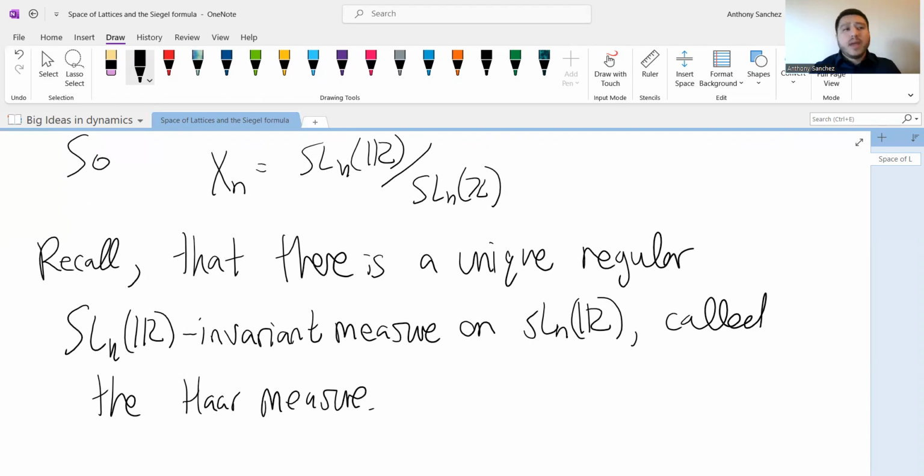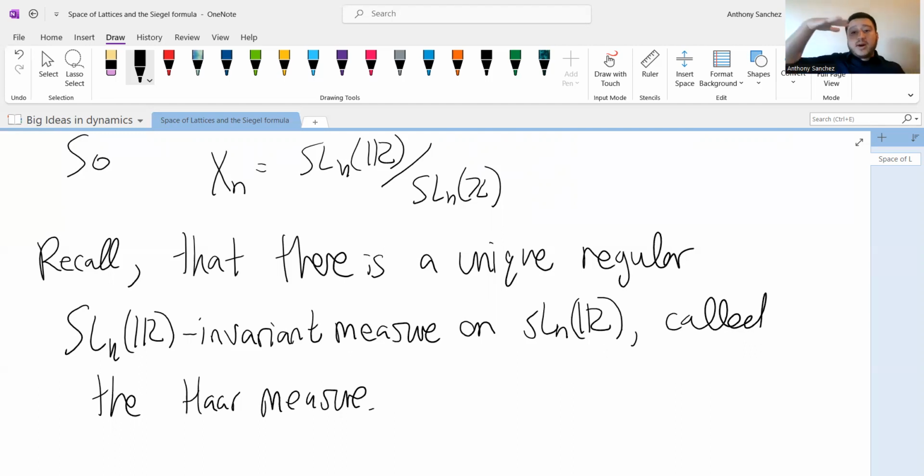Similar to the orbit stabilizer theorem, if you need a refresher on this, open up any book on functional analysis. So for SL_n(R), there is this regular measure, where regular means that I can approximate measurable sets from below by compact sets and from above by open sets. It's SL_n(R) invariant, which means that if I have a measurable set and I translate it by a group element inside of SL_n(R), and in this case on either side, that is going to have the exact same measure as the set that I started off with.